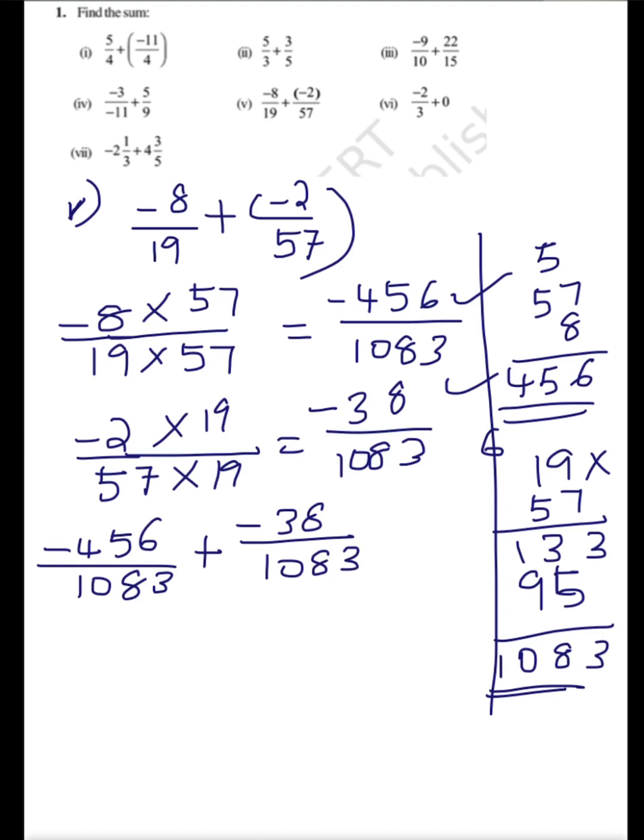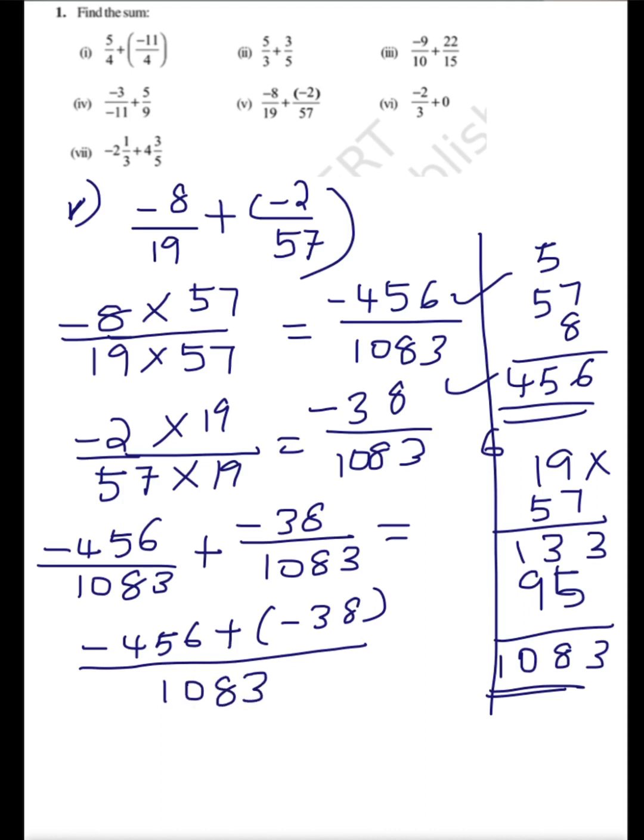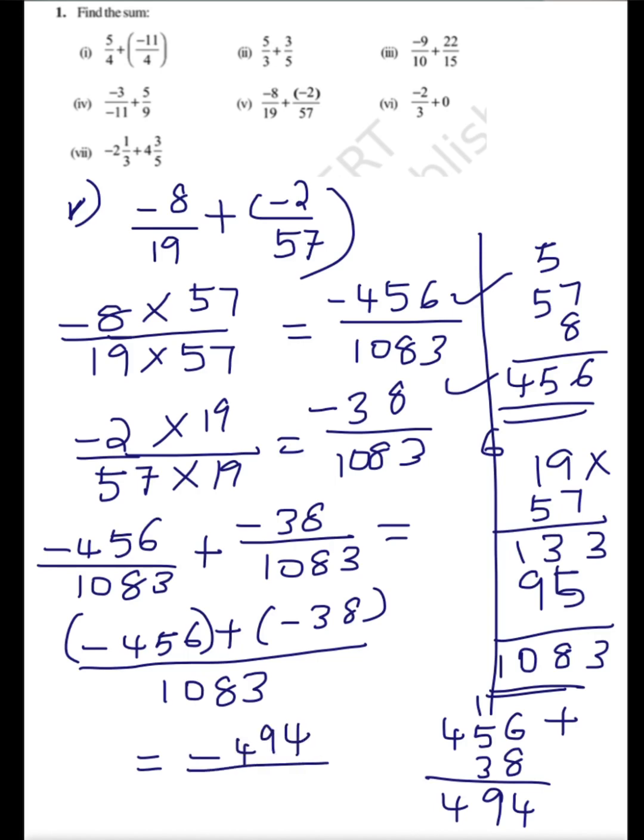Okay. Now this will be equal to what? Minus 456 plus minus 38 divided by the same denominator, which is 1083. Now both have got the same sign, which is minus, so you have to just add them. That is 456 plus 38. So 14, 9, 4. So it will be equal to 494, and you have to put the negative sign. Minus 494 divided by 1083.